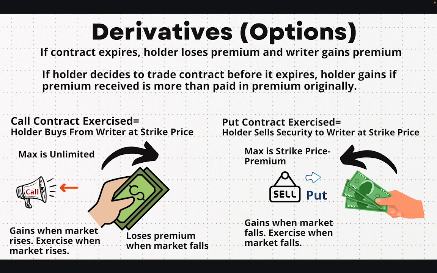Now, call contract exercised. The holder buys from the writer at the strike price. The amount of money they can make is unlimited. So they gain when the market rises, and they exercise this when the market rises. They lose their premium if the market falls. And put contract is exercised. The holder sells the security to the writer at the strike price. The maximum is the strike price minus the premium, and they gain when the market falls, and they exercise when the market falls.